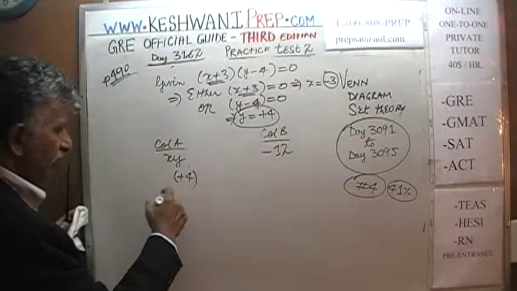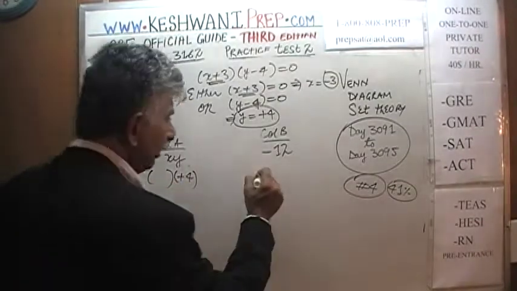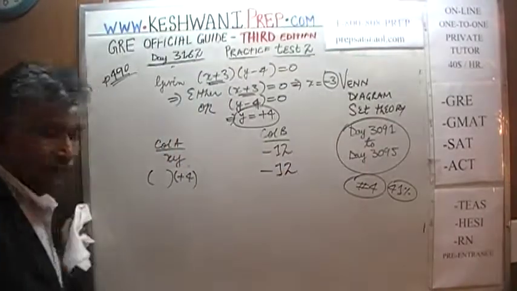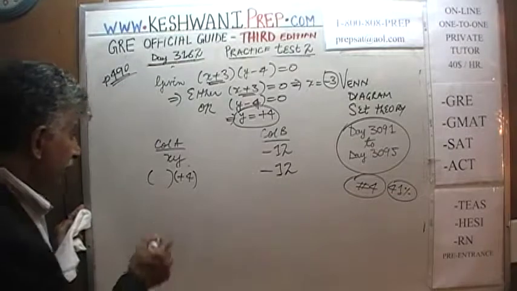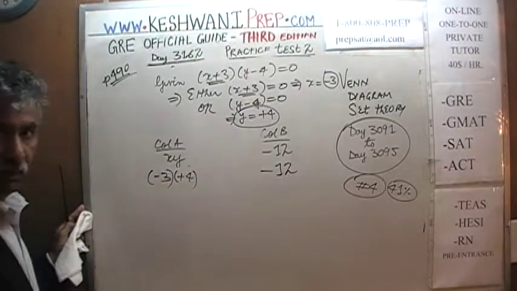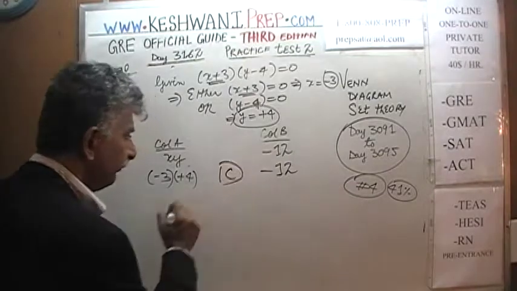So if y is positive 4, what about x? How much is x? We don't know. We have no idea what x is. As I keep repeating like a parrot, x can be anything it wants to be. Maybe x is negative 3. In which case, x negative 3 and a positive 4 will give us the answer of C.